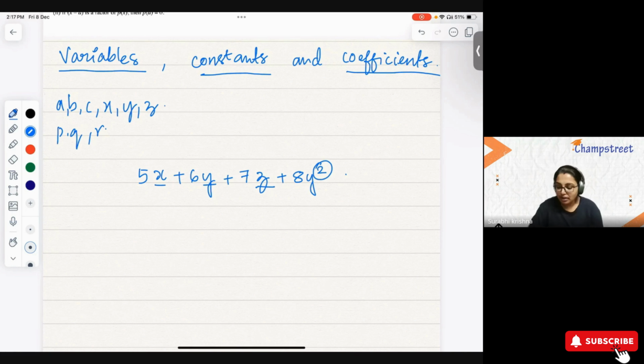Power is nothing but we have exponents. I hope all of you have learned about the exponents. The power, like y square, is nothing but y into y. How many times the y is multiplied by itself is given by this power. So the variable remains the same, the power changes. This power is very important because we will come to the degree in the next part of this video.